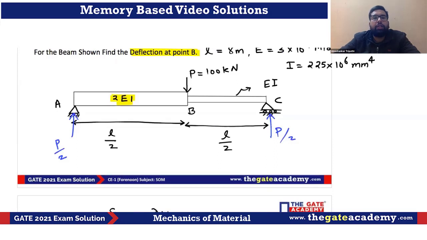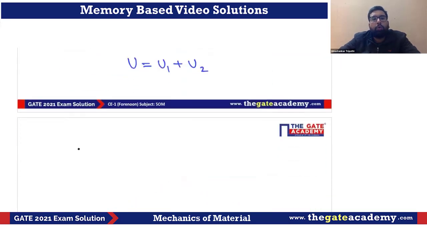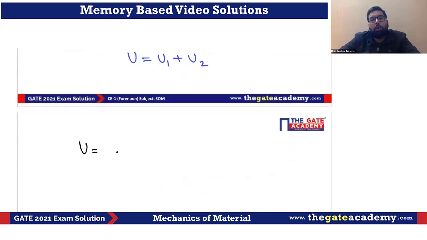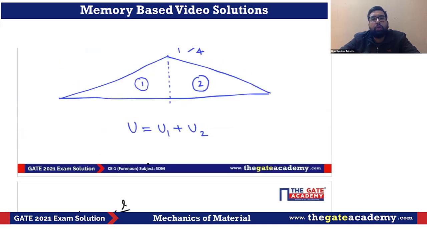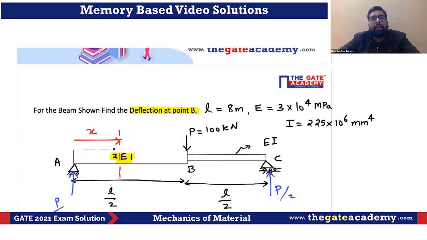Because EI is changing, we can follow the same process as we do to find the strain energy, and let's consider a section X here. We know how to find the strain energy, what the general relation is. We can see that this variation is from 0 to L by 2. So let's write the load at section X.